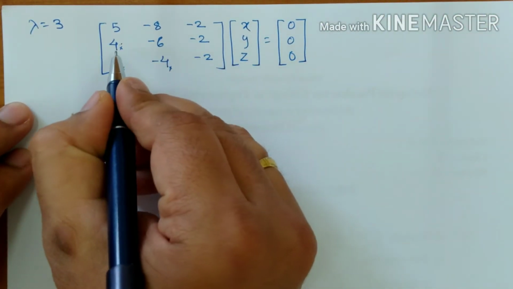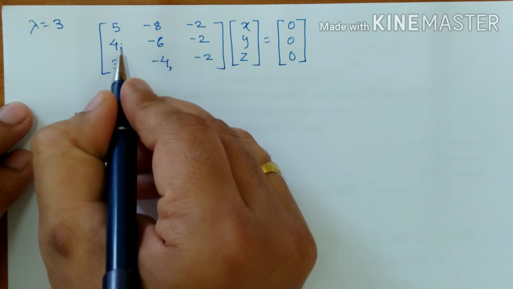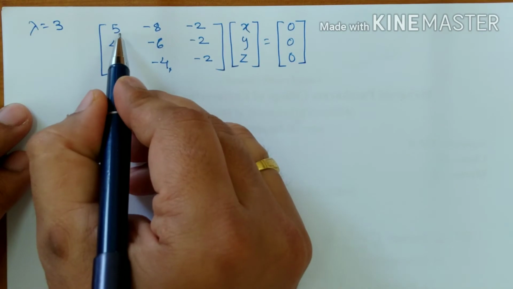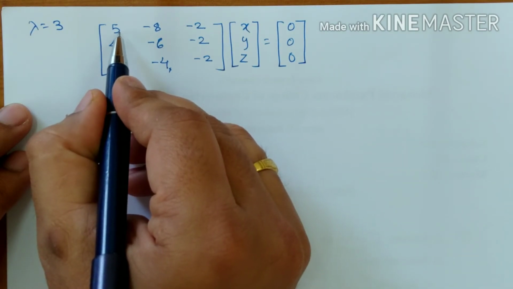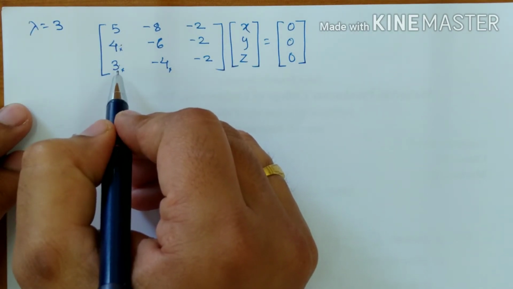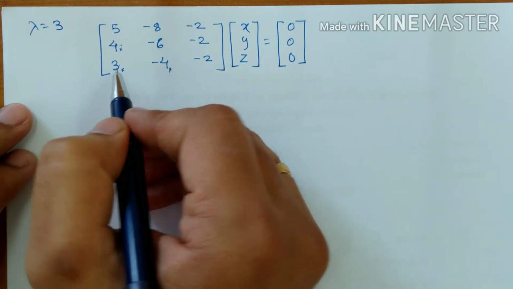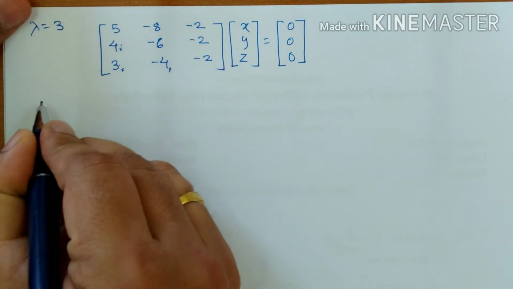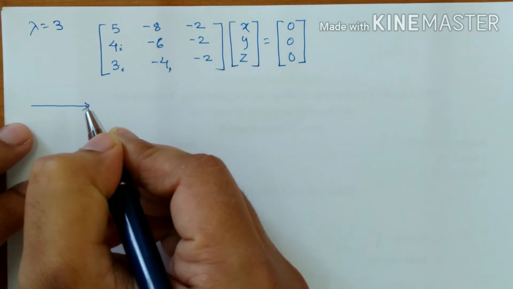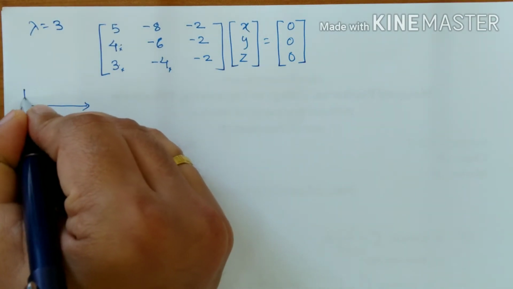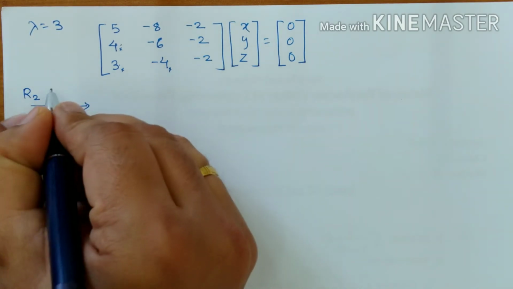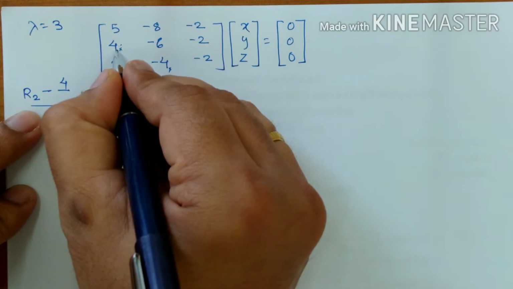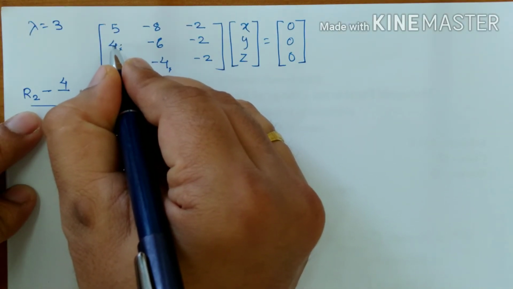Now, to get a 0 here, in place of 4, we want a 0. For that, I would like to use the first row. Then only it is possible. Now, what to do? I'm just going to define one operation. R2 minus... I need to make 4 minus 4, then only I am getting here 0.